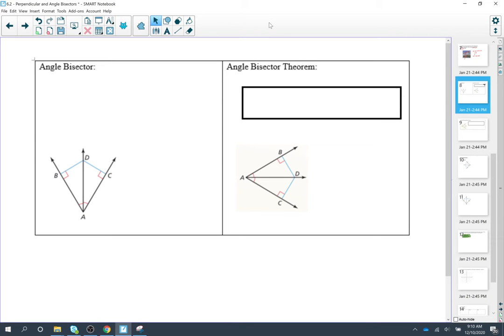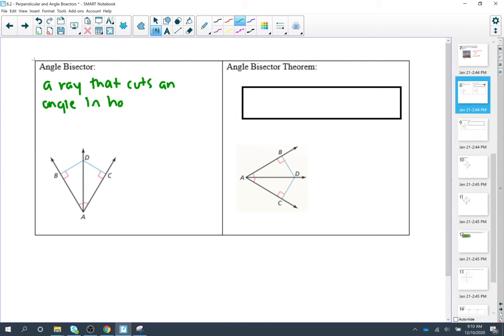Angle bisectors. Before we get to the angle bisector theorem, let's review what an angle bisector is. An angle bisector is a ray that cuts an angle in half. That's the most basic definition I can give you.